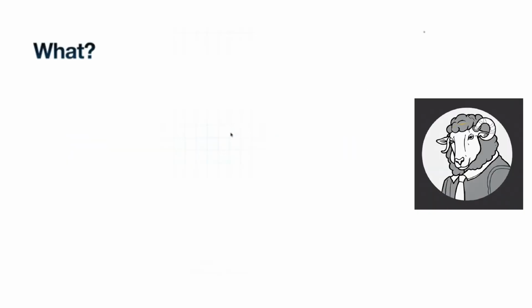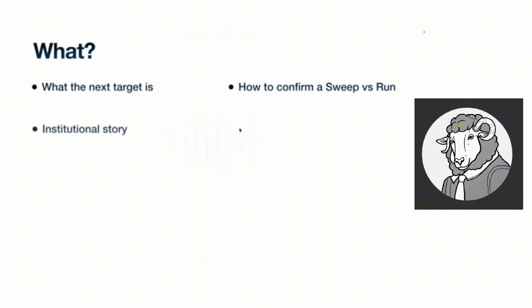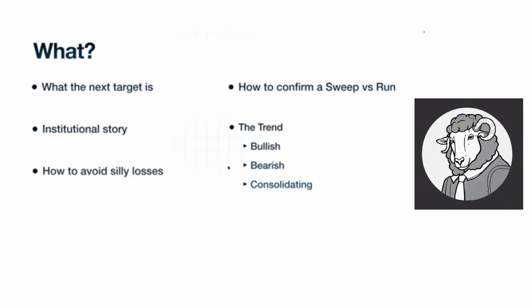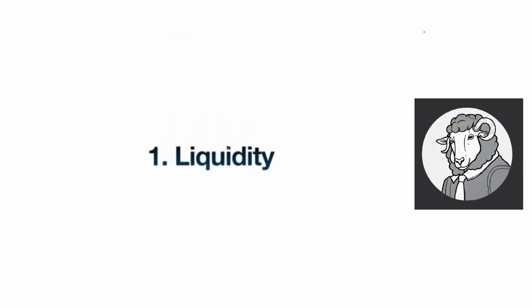Let's take a look at what liquidity tells us. Liquidity tells us what the next target is. We can know the next target once we know the difference between a liquidity run and a liquidity sweep, along with how to confirm how both work. It also tells us the trend, whether we are bullish, bearish, or consolidating, which helps with direction and to avoid losses. Understanding the story of liquidity and what it's trying to tell you will save you from losses.